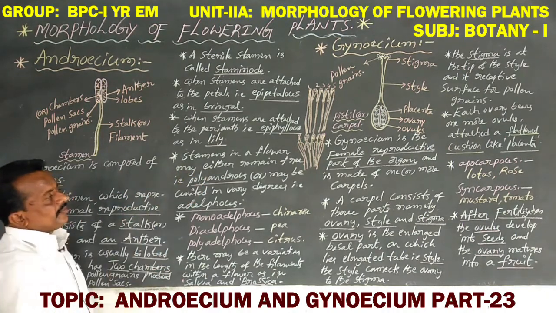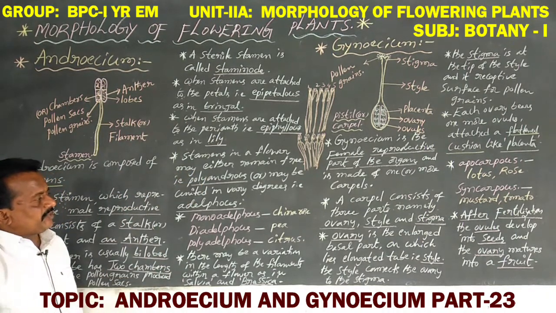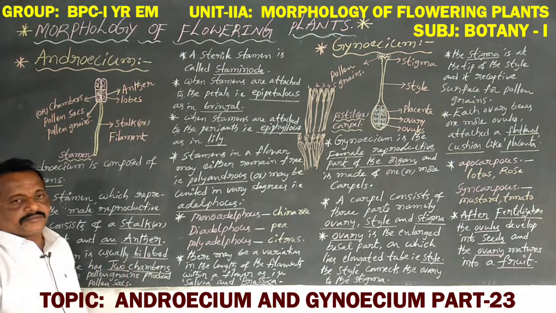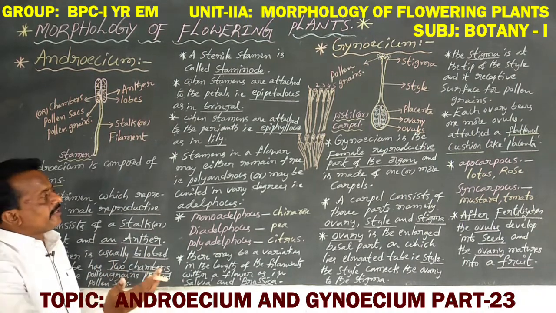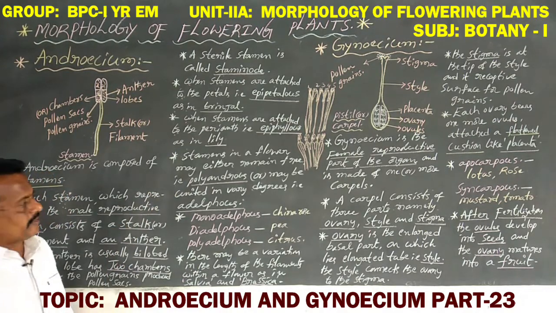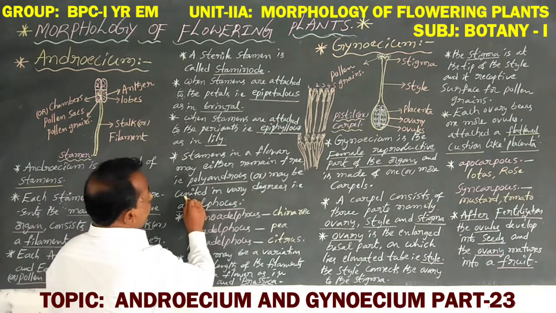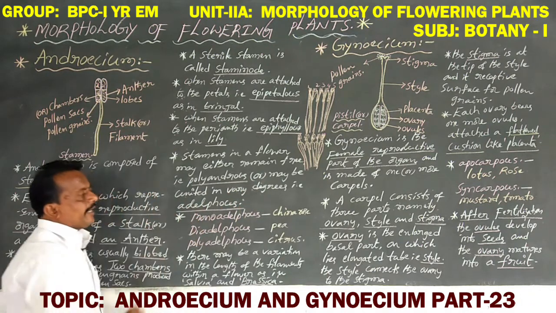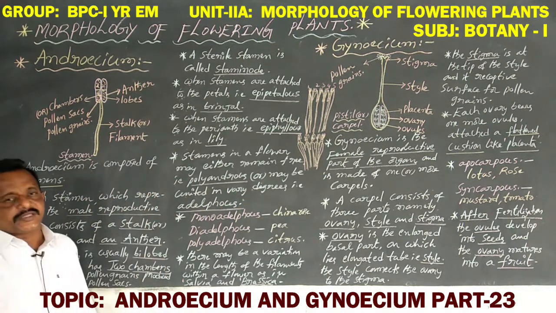Stamens are many, and these are arranged freely. That is polyandrous. Or they may be united in varying degrees. That is adelphous.